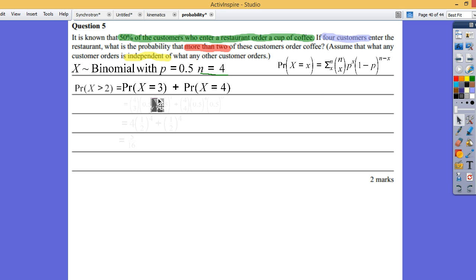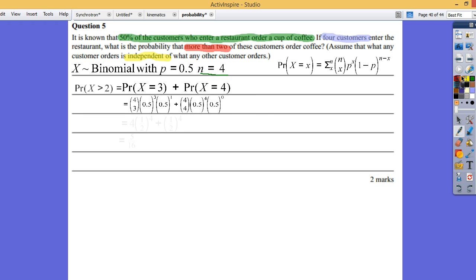Then I'm going to set that up according to the rule here for my different values of x and n. So n is 4, the number of trials is 4. First, when x is 3, I've got the probability of success to the power of x, multiplied by the probability of failure to the power of n minus x, in this case 4 minus 3. Plus, I do the same for this expression, for x is 4.